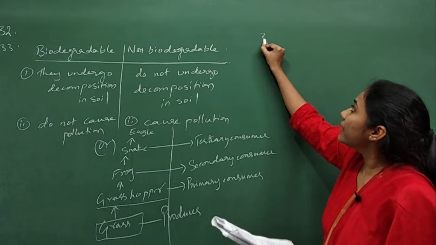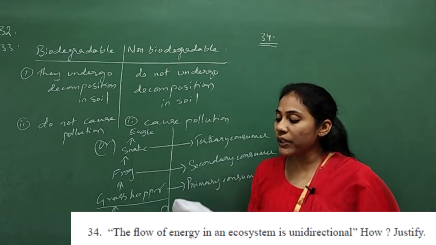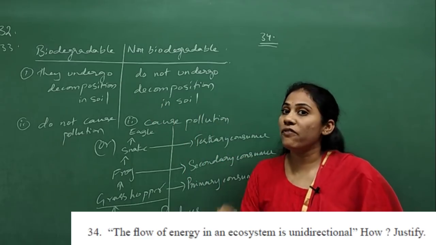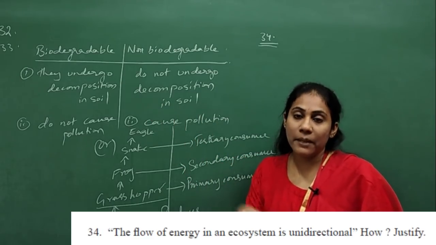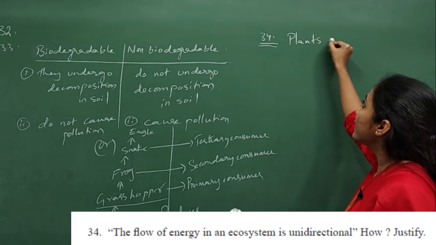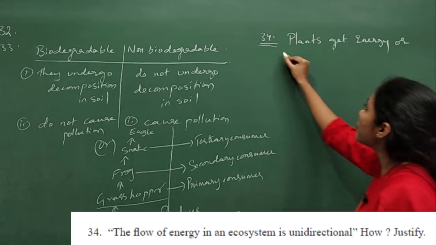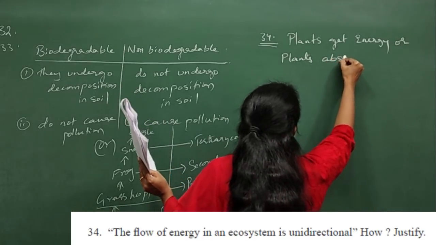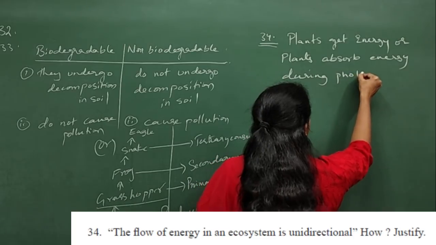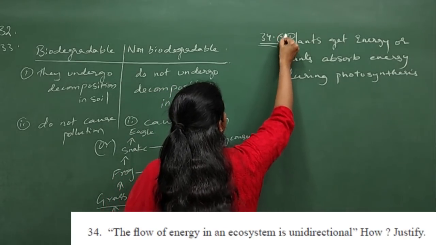Fine. And coming to the 34th question that they are asking you. The flow of energy in an ecosystem is unidirectional. How? Justify. Okay, see, the energy flow always goes in one direction, right? So you have to justify this statement. I mean, you have to explain this in an elaborate way. So how do you explain? Usually, plants absorb energy during photosynthesis, right? See, I'm writing all points in a very detailed way, point wise. Okay, so this is the first point that you can write.